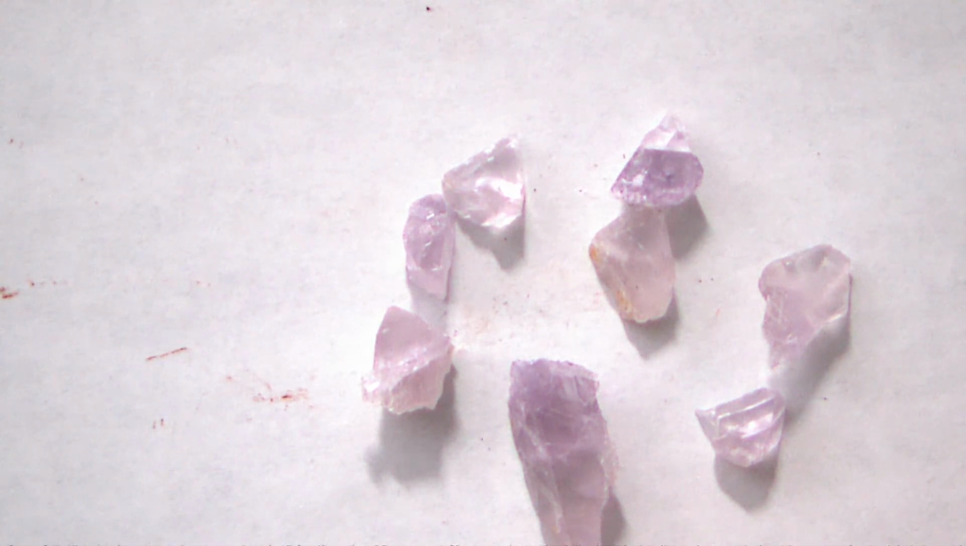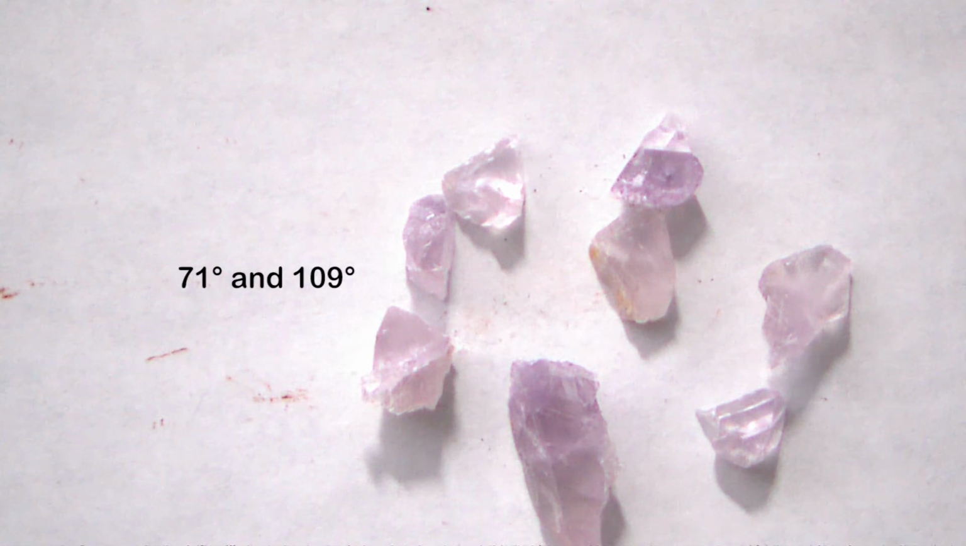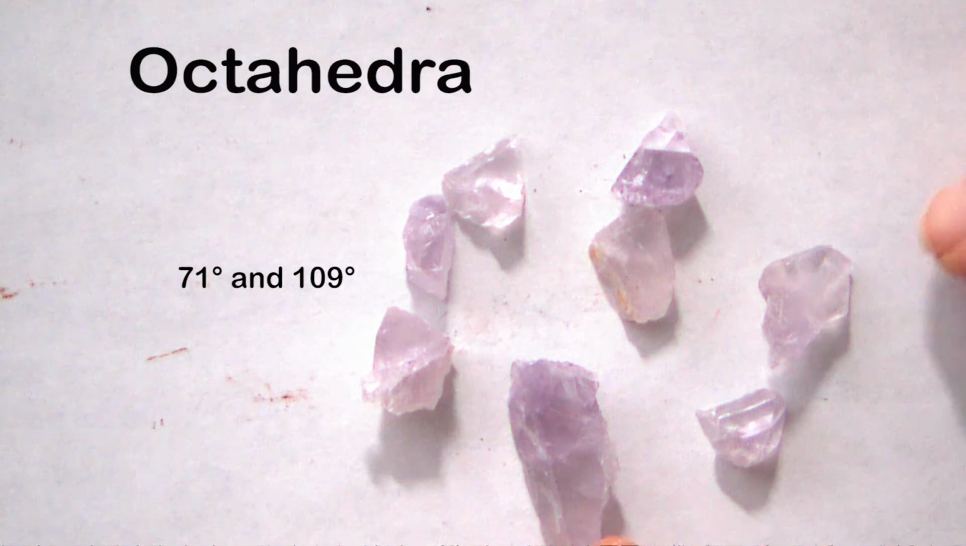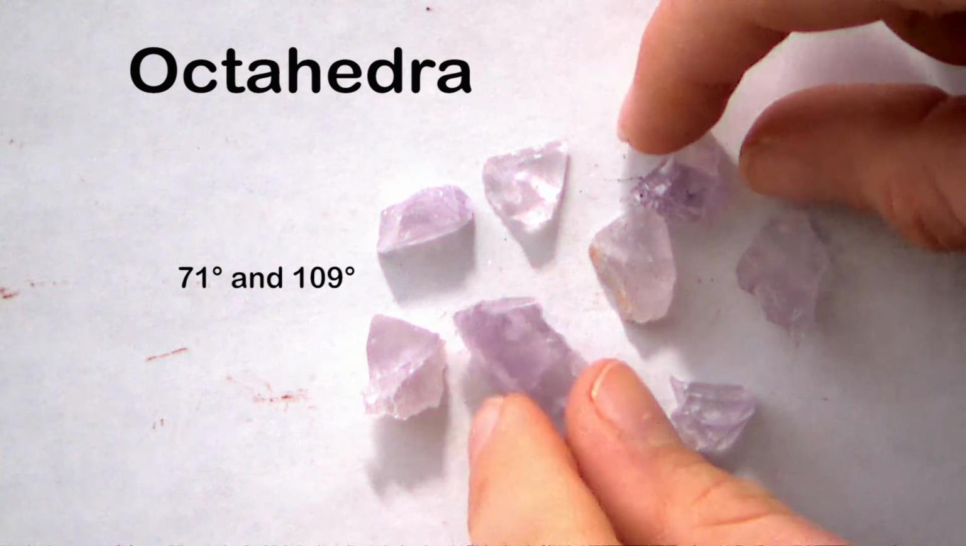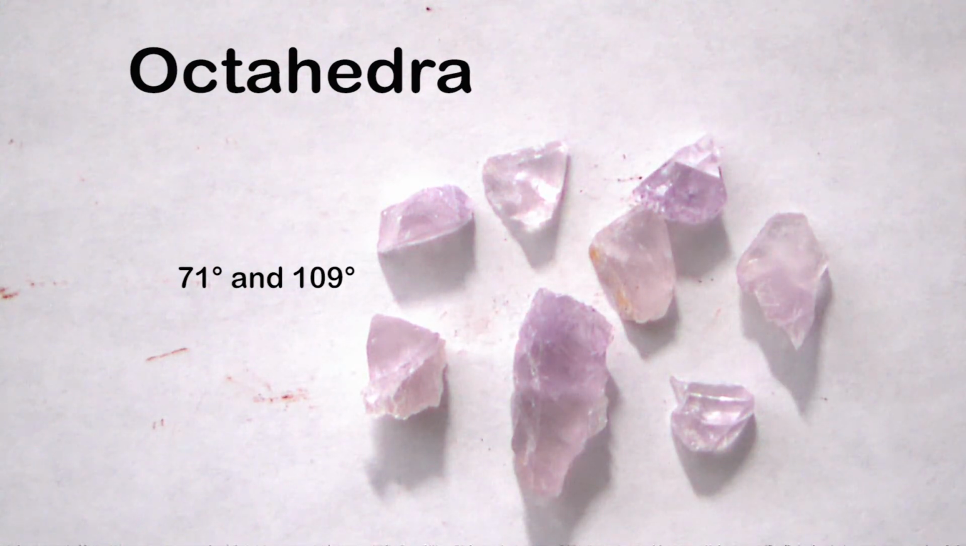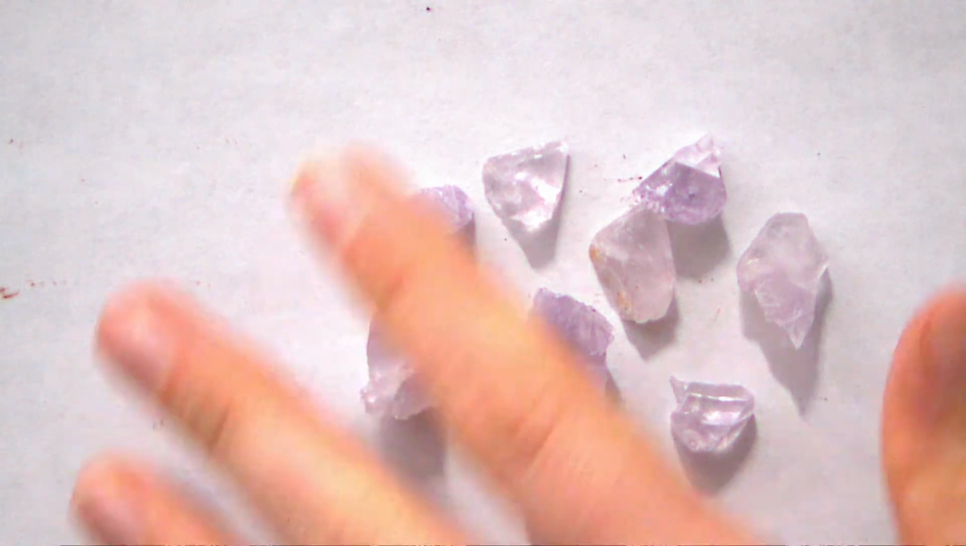These 4 main cleavages intersect at about 71 and 109 degrees. And in a perfect world, this would form little octahedron-shaped specimens. But in reality, what we get is sort of fragments of these octahedra. And this can be challenging, so this is why you need to look at cleavage and hardness and streak and all of your other physical properties that we've covered today.